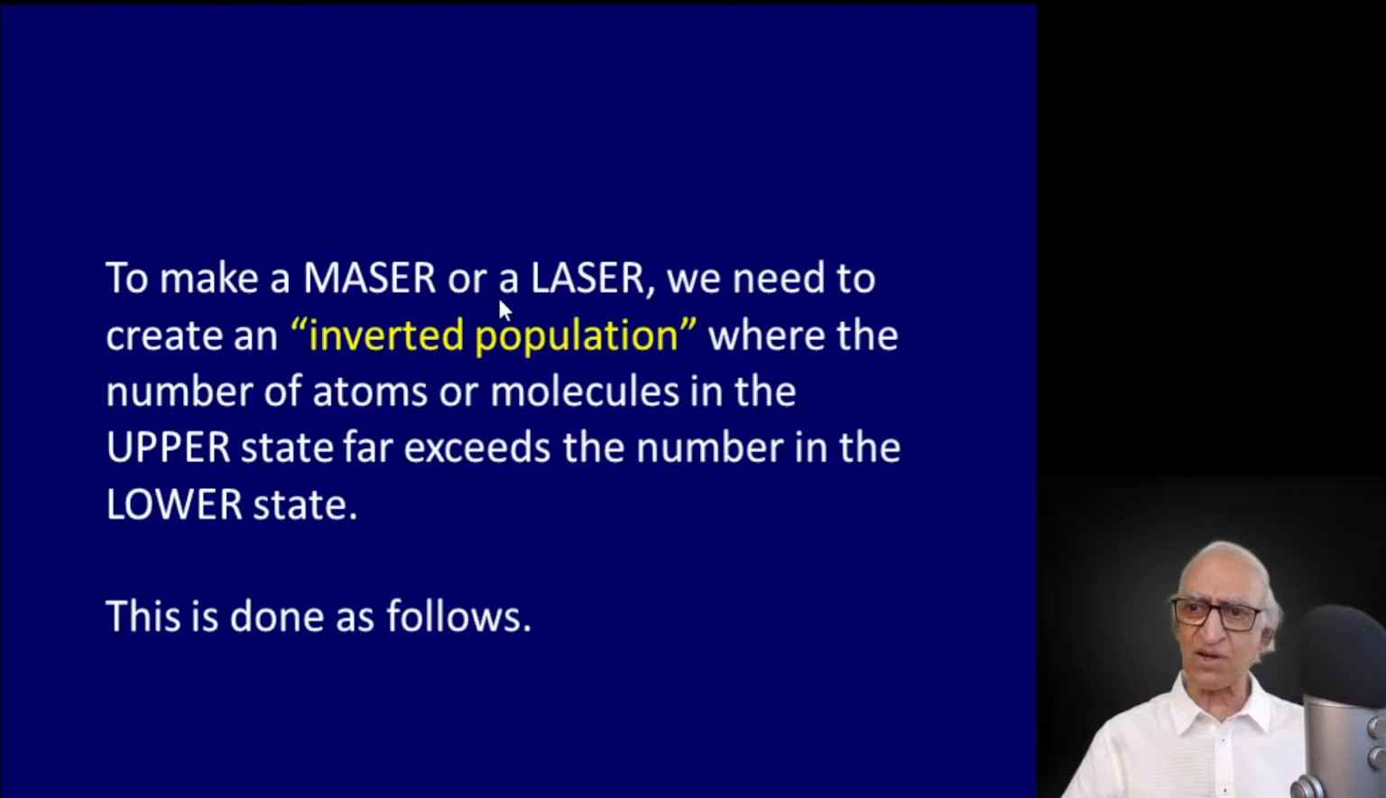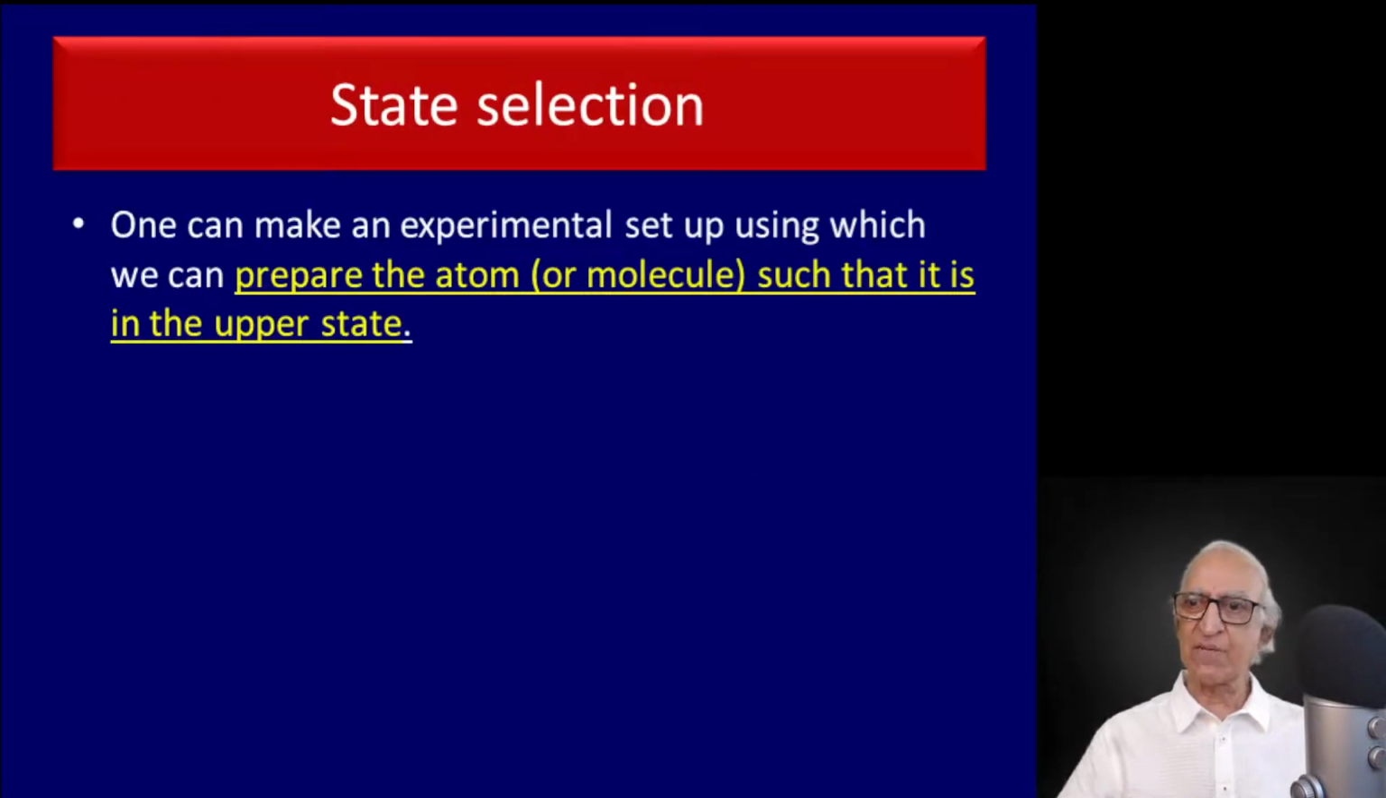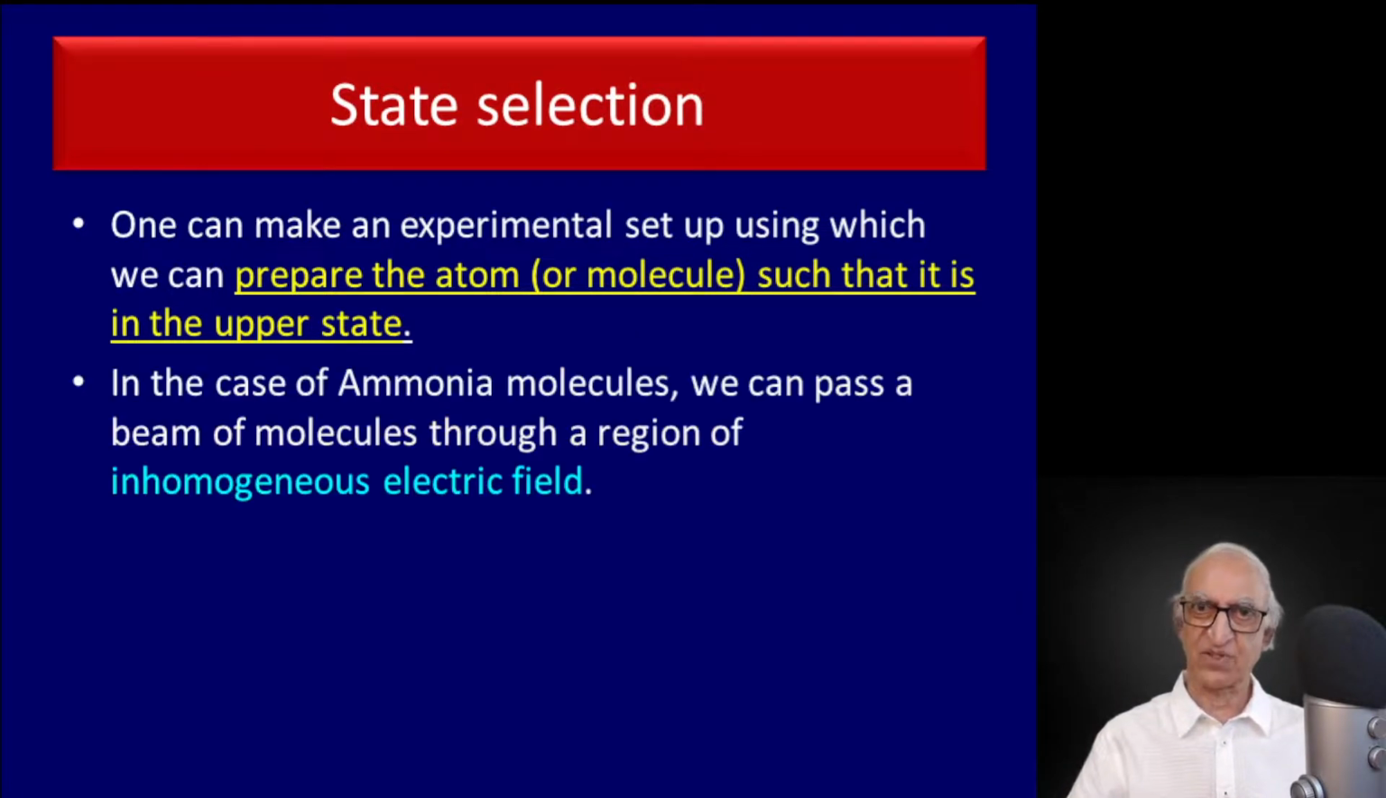To make a maser or a laser, we need to create an inverted population, where the number of atoms or molecules in the upper state far exceeds the number in the lower state. This is done as follows. One can make an experimental setup using which we can prepare the atoms or molecules such that they're all in the upper state. You tailor make it in that fashion.